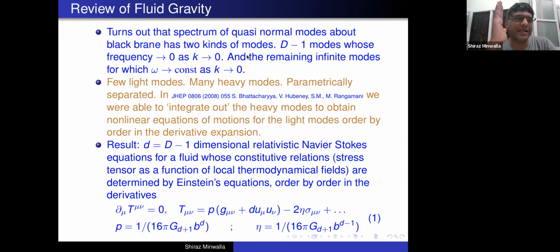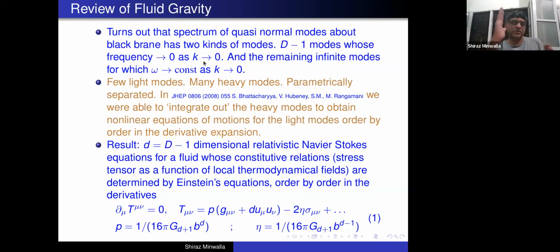The interesting thing you find is that while in general at any fixed k there are an infinite number of quasi-normal modes, and all of these modes are very massive, they have masses of order the temperature of the black brane, or the event horizon radius of the black brane. You find that there are a few modes, in fact d-1 modes, which become almost massless, whose frequencies go to 0 in the limit that k goes to 0.